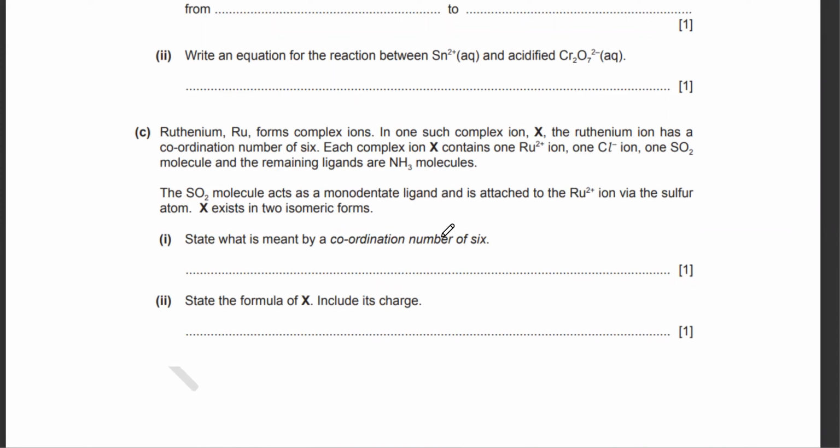What is meant by the coordination number of 6? It means that the metal ion forms 6 dative bonds, or coordinate bonds. State the formula of X including its charge.